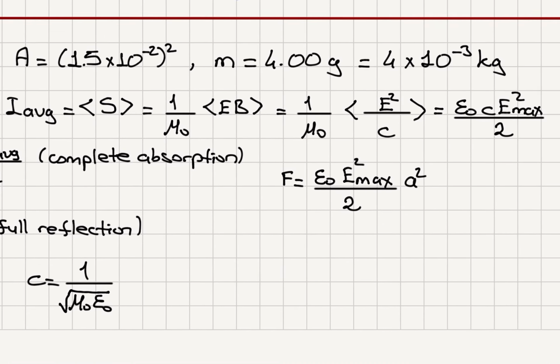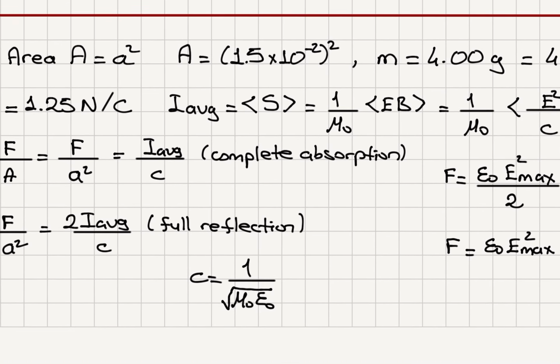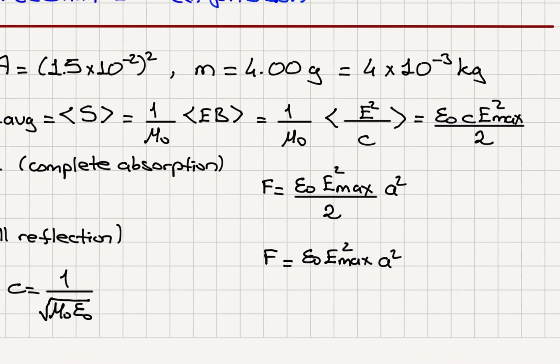For the case of full reflection, the force is twice this value, epsilon 0 E max squared A squared. You can see it's twice I average over c. So I average over c is epsilon 0 E max squared over 2. Multiplied by 2, we obtain epsilon 0 E max squared A squared.